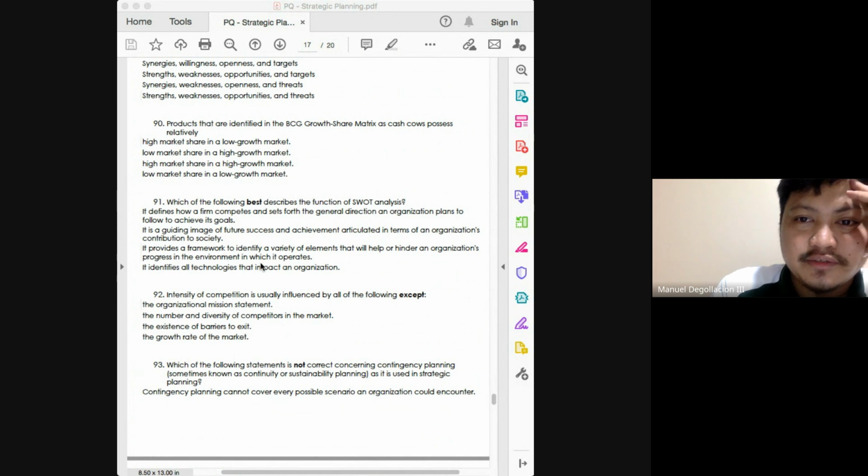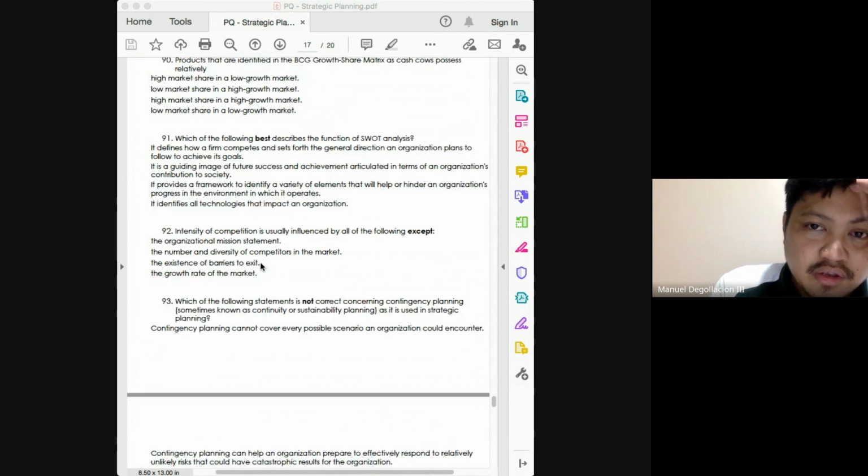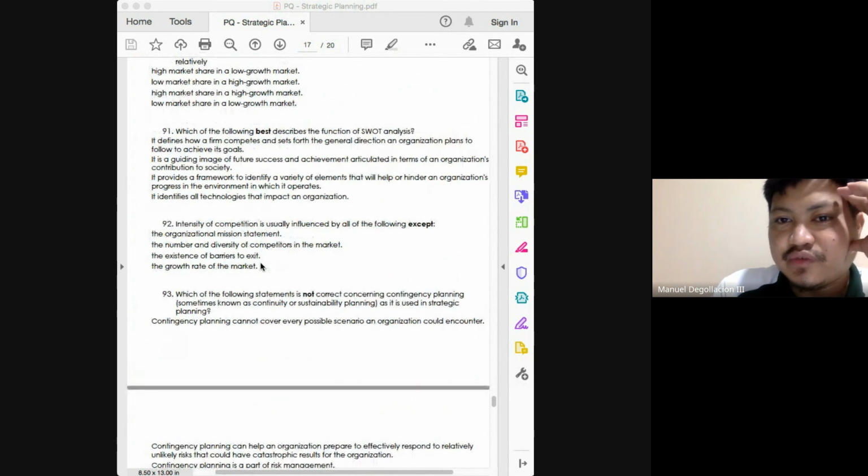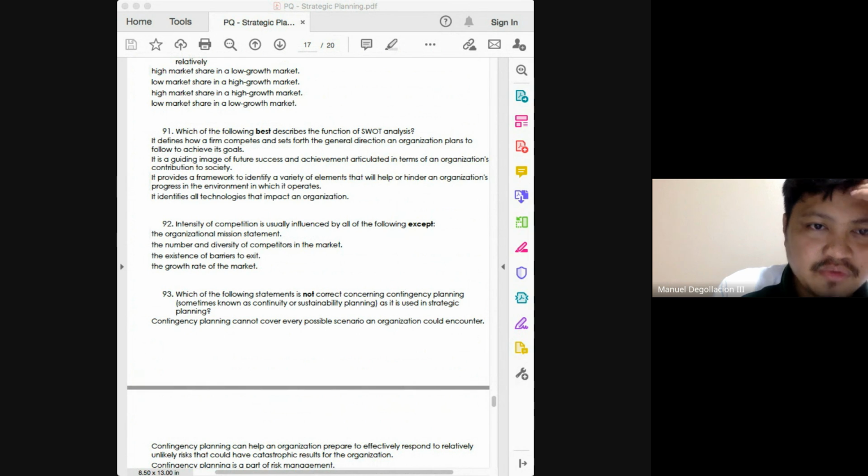Okay, 91, low market share and high growth market, that would be your question mark. High market share, high growth, that would be your star. Low market share, low growth, that would be your dog. 91, which of the following best describes the function of SWOT analysis? The best answer here would be it provides a framework to identify a variety of elements that will help or hinder an organization's progress in the environment in which it operates. Okay, the answer here would be the third choice.